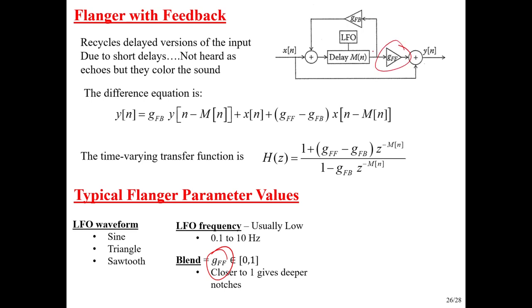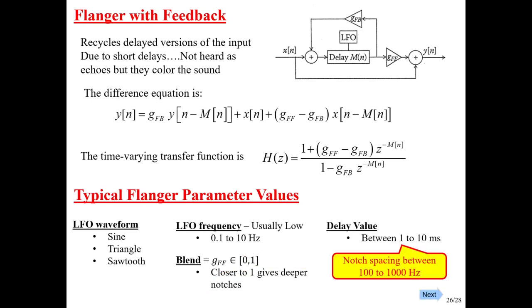The blend value, so that's this GFF. That's this part here that blends what's coming through the delay and the original. That's what's going to set the level of the notches, right? So if we set it equal to 1, then we get complete cancellation at the frequencies where there's destructive interference. So that's going to give much deeper notches. So you can almost think of that as a depth effect. How much depth is there to the effect?